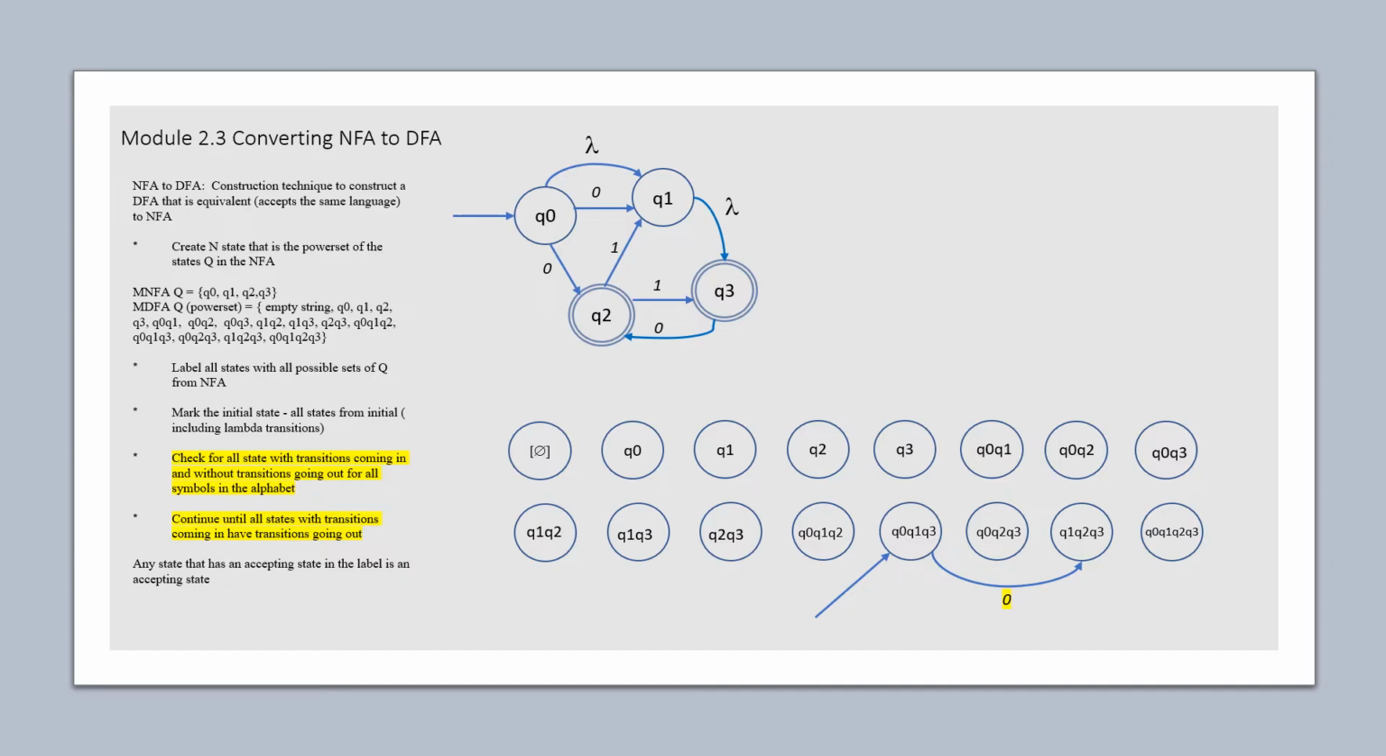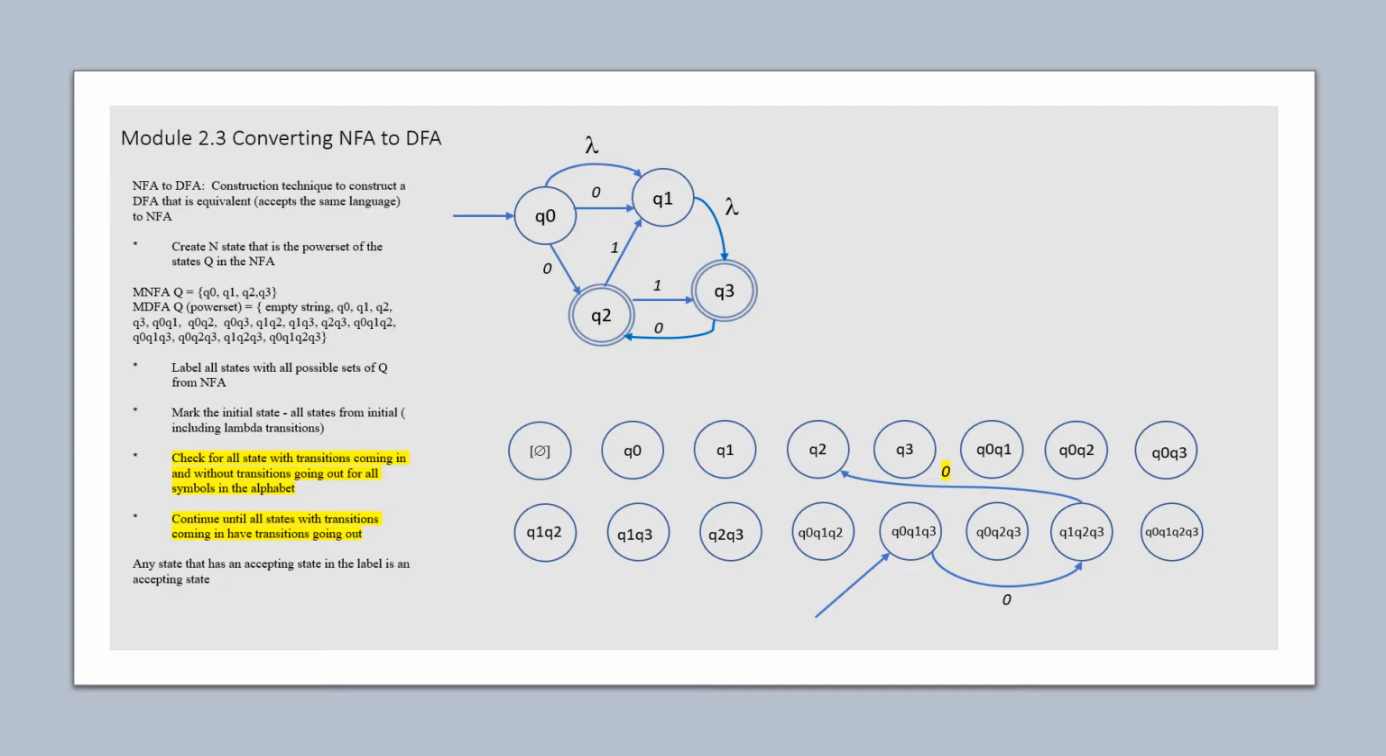What about a 1? If we are in Q0, Q1, Q3, where can you get with a 1? Well, from Q0 with a 1, nowhere. From Q1 with a 1, nowhere. And from Q3 with a 1, nowhere. So that is just going to take us to a trap. So we don't need to define that transition because it's not going anywhere.